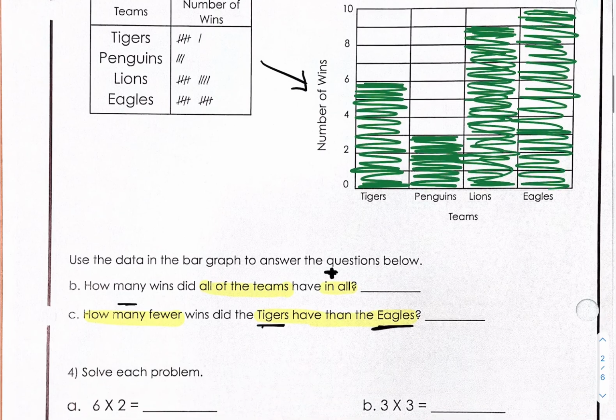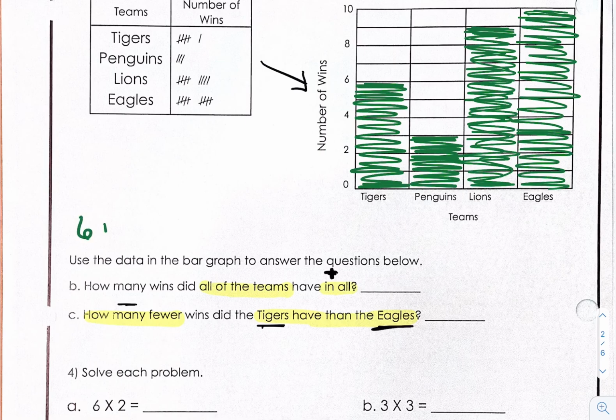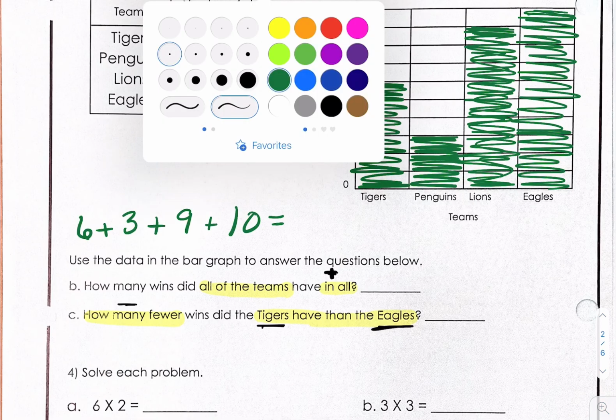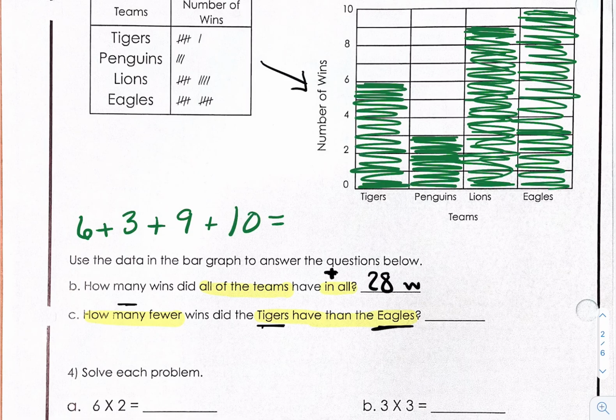And then to answer the questions in B, how many wins do the teams have in all? What you need to do in all is add up all of their wins. So the Tigers had 6, the Penguins had 3, the Lions had 9, and the Eagles had 10. So when you add up all of those together, you get 28 wins.